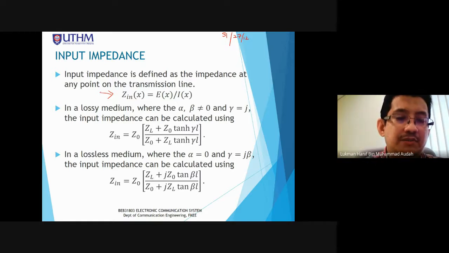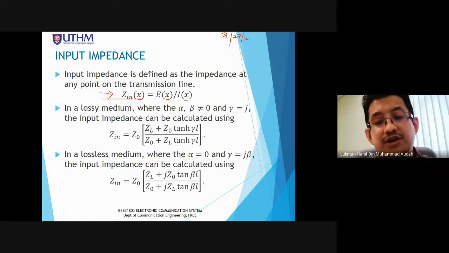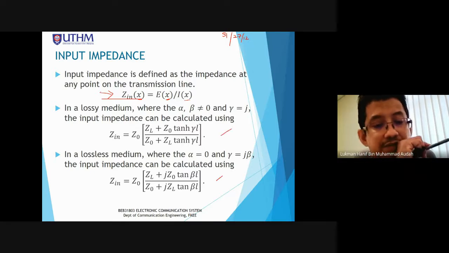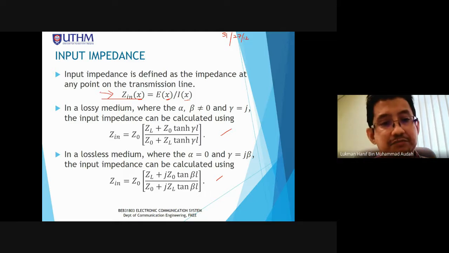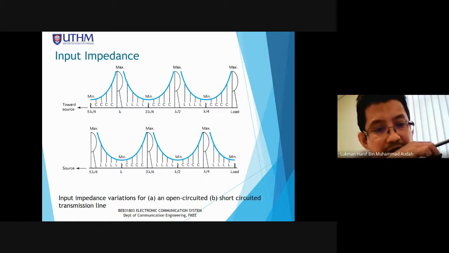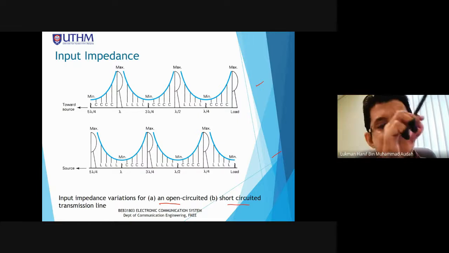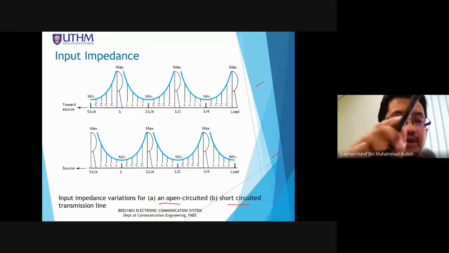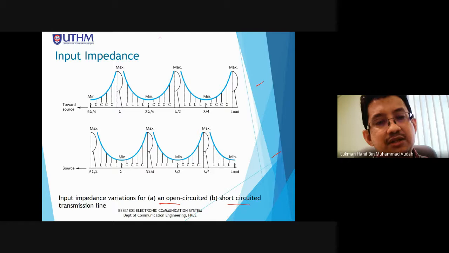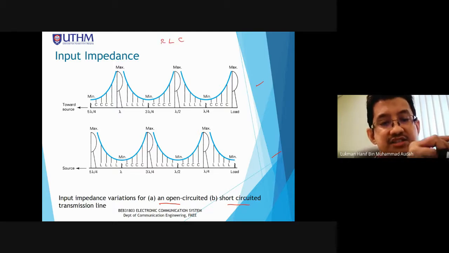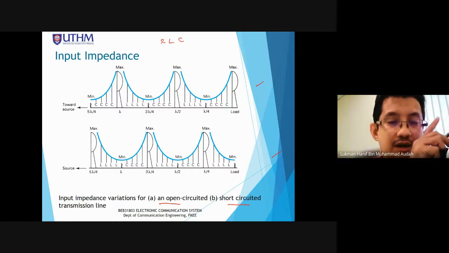X merujuk kepada point di mana transmission point of the measurement. Di point di mana kita buat measurement tersebut. Okay. Dan dia ada dia punya equation ini. Ini tidak perlu hafal, jangan hafal. Dan ini dia gambarkan seperti ini input impedance untuk dua extreme cases. For picture A yang atas ni untuk open circuit, manakala picture B adalah untuk short circuit. Okey. So digambarkan di sini berkenaan dengan input impedance. Remember that transmission line kita terdiri daripada R, L and C component.